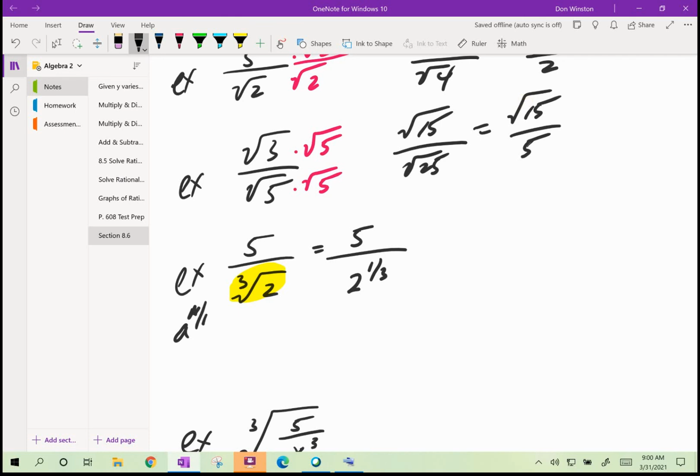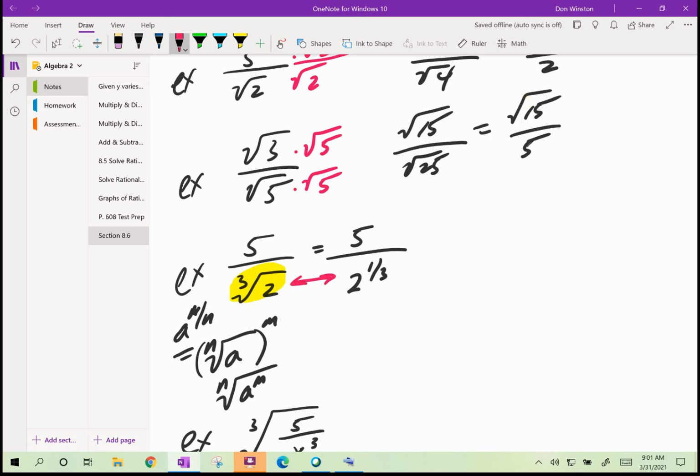A raised to the m over n is equal to the nth root of a raised to the m. Okay, so here I have the cube root of 2. Well, that's the same as 2 raised to the 1/3. The cube root of 2 is the same as 2 raised to 1/3. So I went from radical to rational.